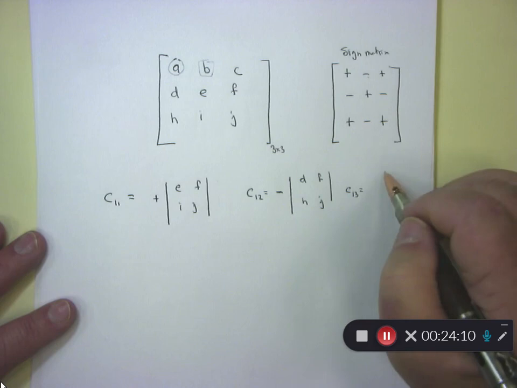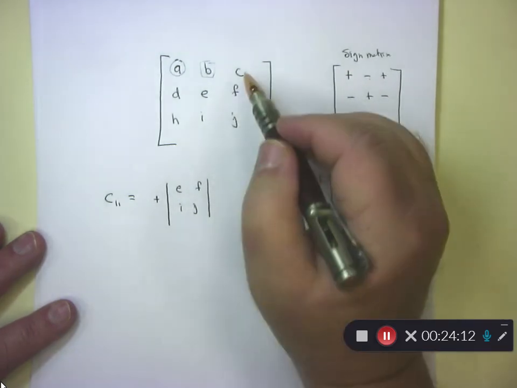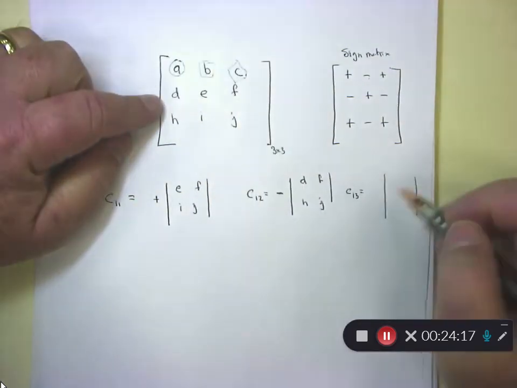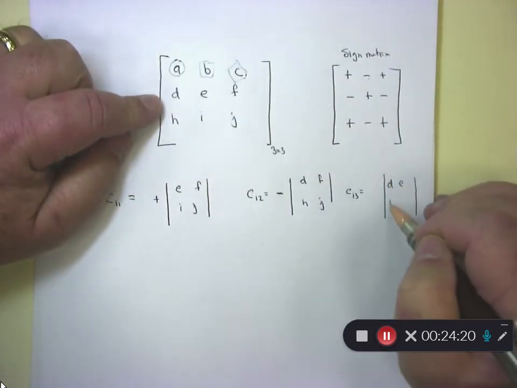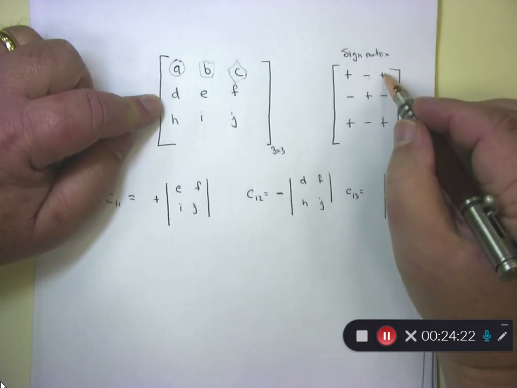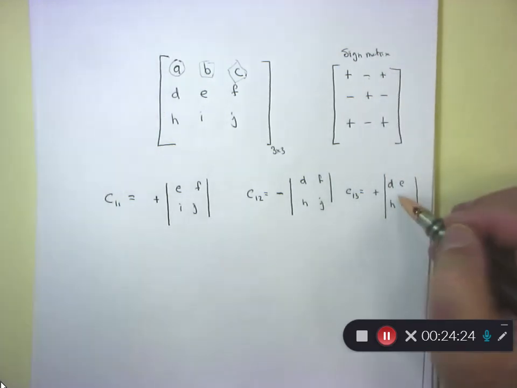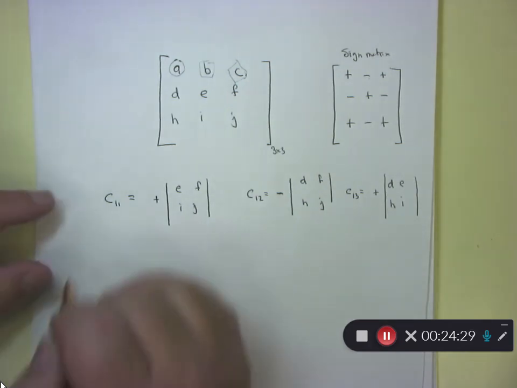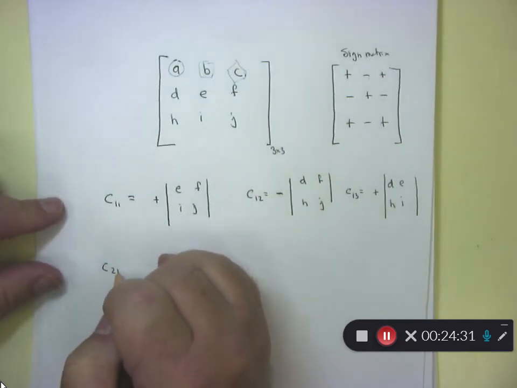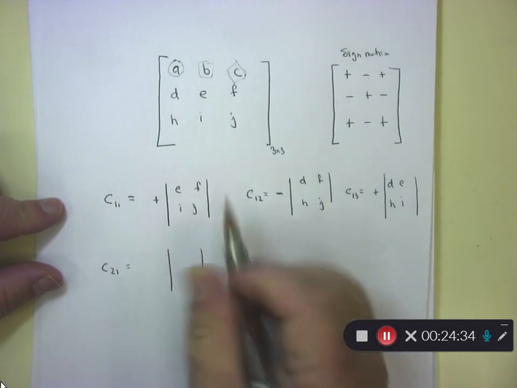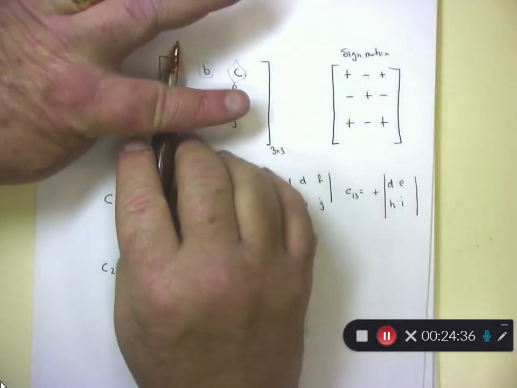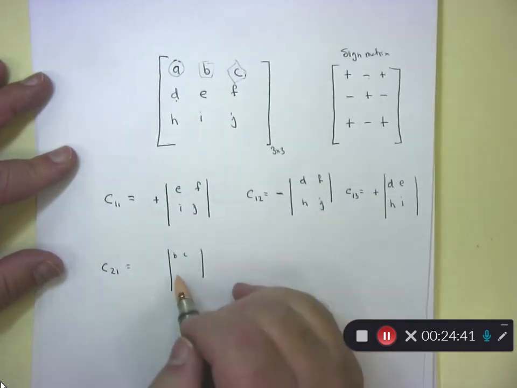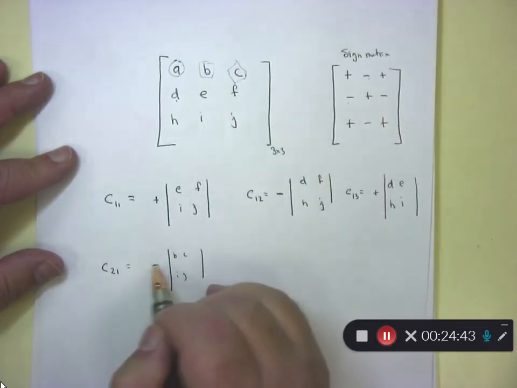Let's do one more. C13, where is that? That's where the C is located. Knock off the row and column with the C, and you get D, E, H, I, and you take the sign, so we're back to plus again, and you take the determinant of that. Well, let's do all of them. This will be C21. Knock off that entry, the row and column with it, and you're left with B, C, I, J. The sign is negative.